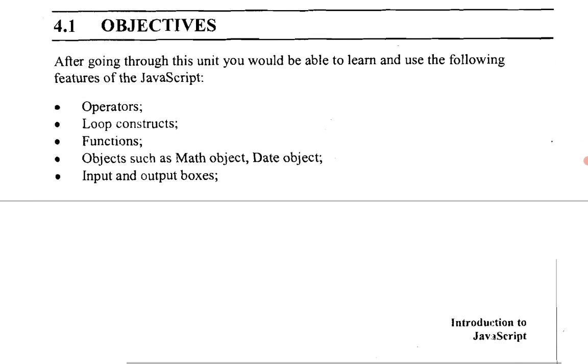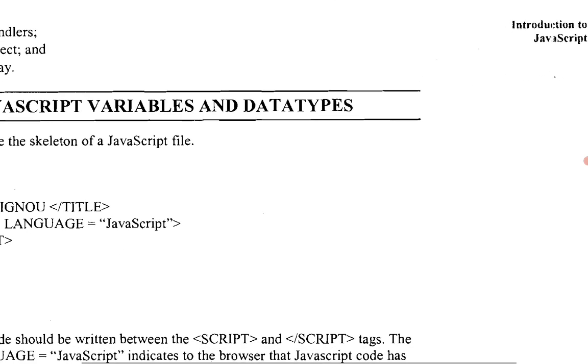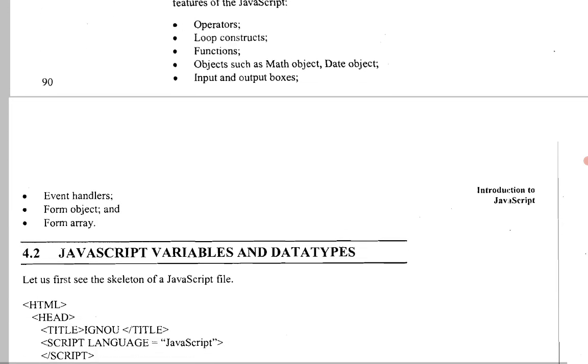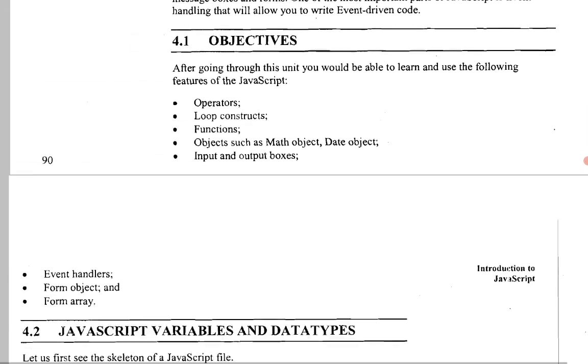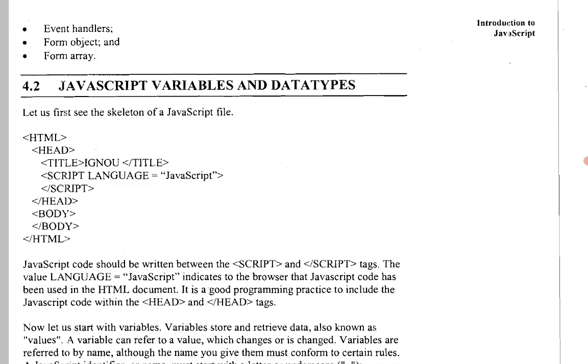So what are the objectives of this unit? After going through the unit, you would be able to learn the following: operators, loops, functions, mathematical objects and date objects, input output boxes, and similarly event handlers, form object and form arrays. Now, JavaScript variables and data types.